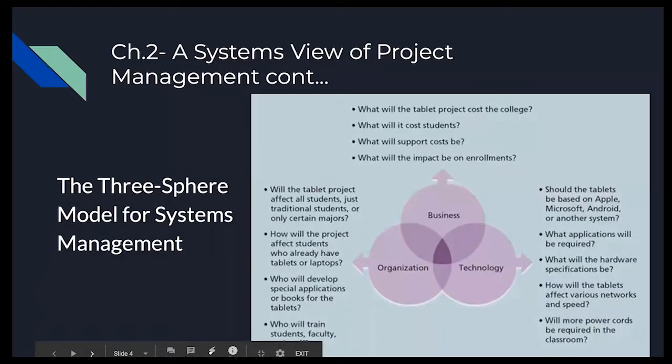So there is a three spheres model for systems management. There's business, organization, and technology. And all of these are very important to consider when you are going to be doing a project. You have to think of the business side, how much things are going to cost. You have to think about the organization, like the culture, the politics in the organization. You have to think of how the technology is going to influence everything. You can't just think of the project as a standalone, isolated thing. You have to consider all of these things and manage these three things. Next page.